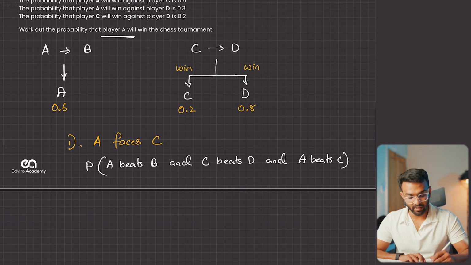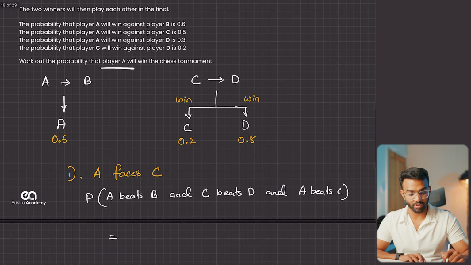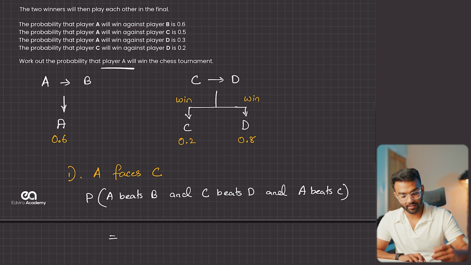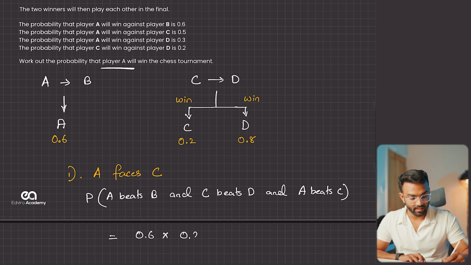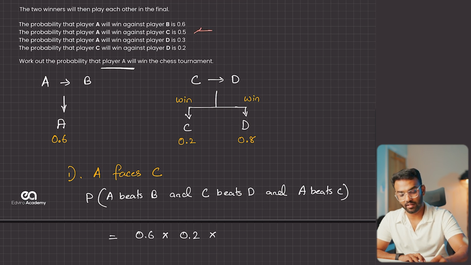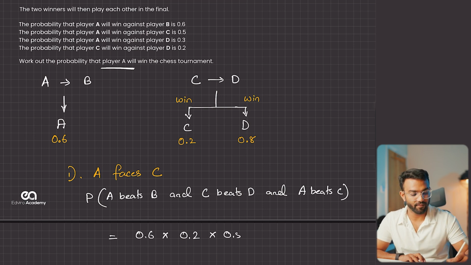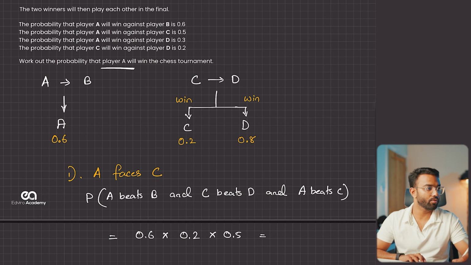And this would be A beating B is 0.6. And this would be, so let me write that down. This would equal A beating B, which is 0.6, times C beating D, which is 0.2, times A beating C, which is given here, and that is 0.5. And when you work this out, this is going to be 0.06.